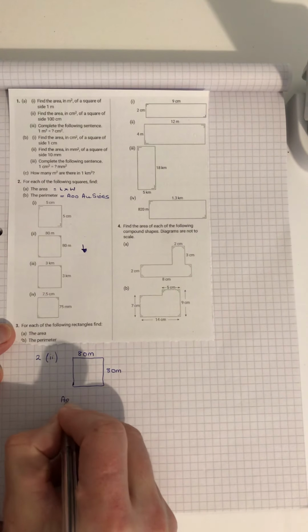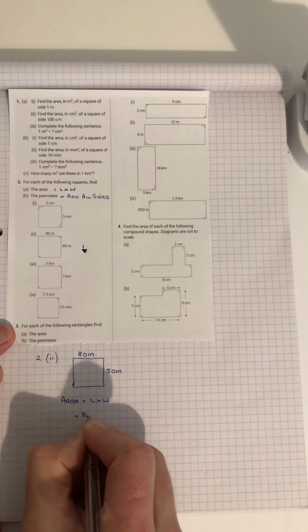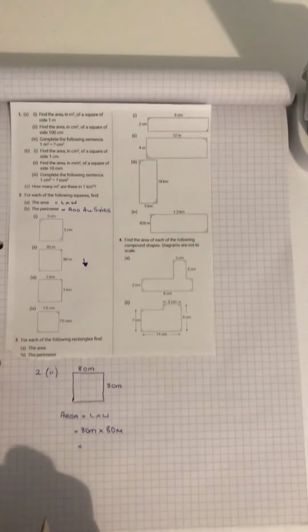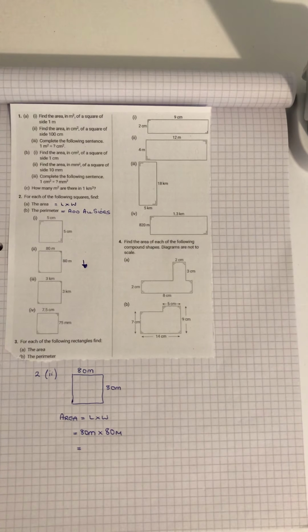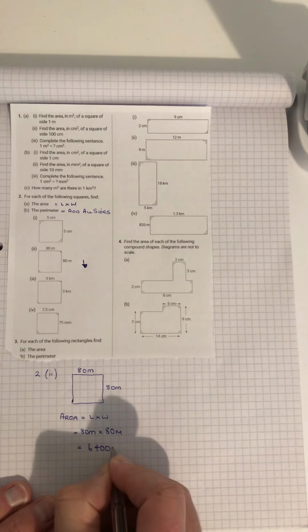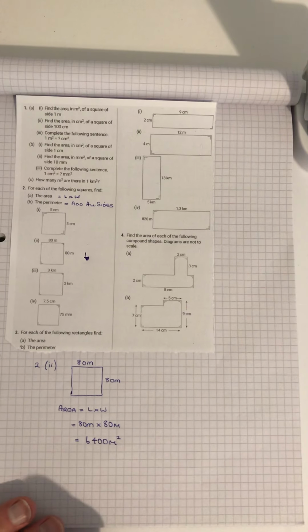Well, area will be equal to length by width, which is 80 meters multiplied by 80 meters. And use your calculator. What's 80 times 80? Well, 80 multiplied by 80 is equal to 6,400 meters squared. Okay, so that's your area.